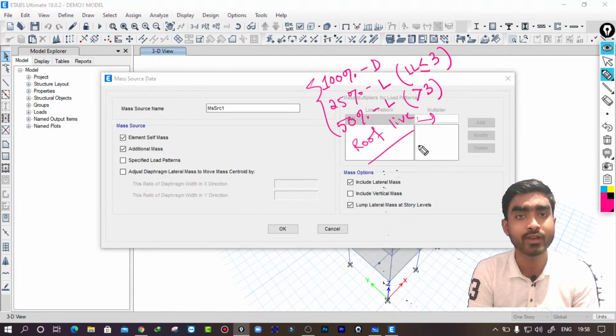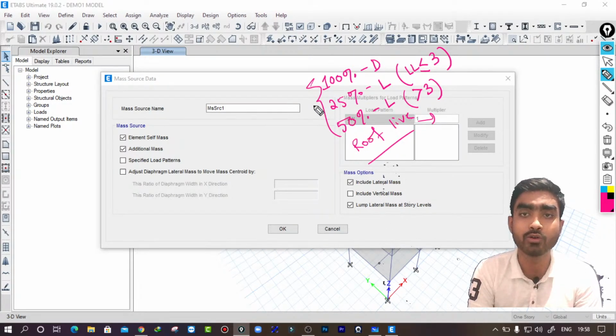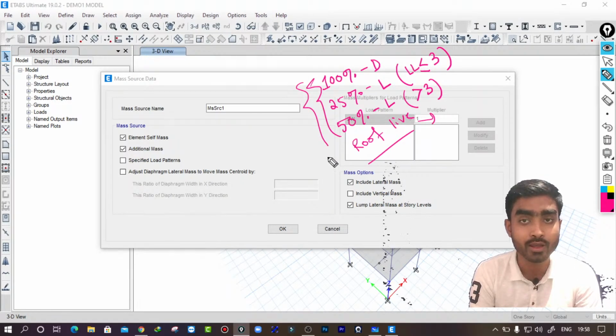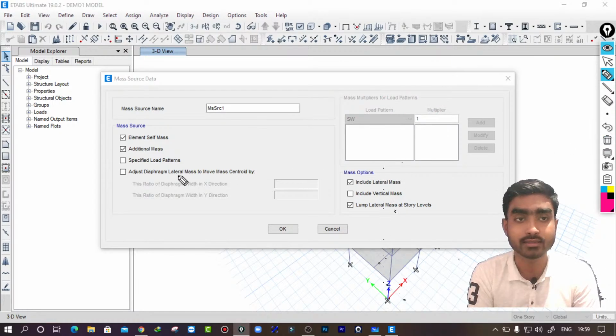Now if you have any mechanical equipment at the top, and if you are considering that mechanical load as live load, in that case you should consider the roof live load also. But in general cases, in residential structures we hardly have any mechanical elements at the top of the roof. So in that case we'll go with these options, which is 100% of dead load, 25% of live load if it is less than or equal to 3, and 50% of live load if it is greater than 3. So yeah, let's define it here.